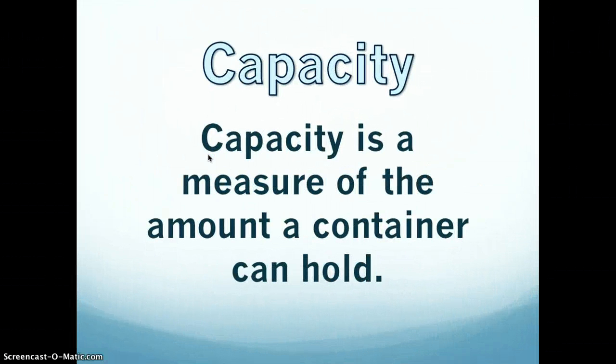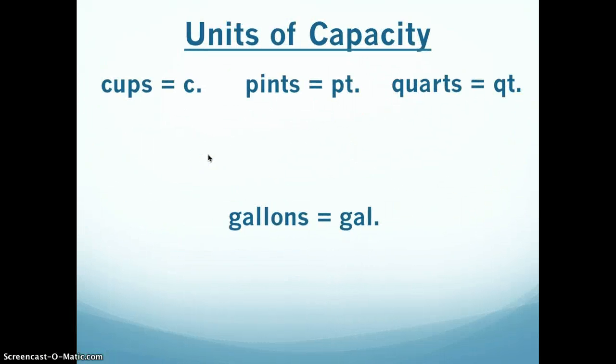All right, our last unit of measurement is capacity. Capacity is a measure of the amount a container can hold. Typically, we're talking about liquid, although you frequently see units of capacity such as these when you're baking. So that might even include how much sugar you might put into something. We use cups, pints, it looks like pints, but it is pints, quarts, and gallons.